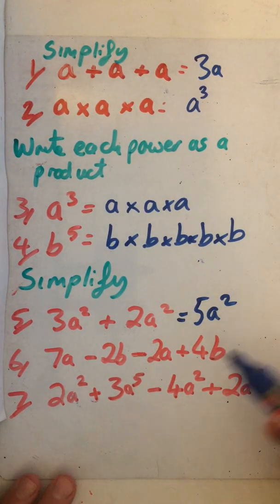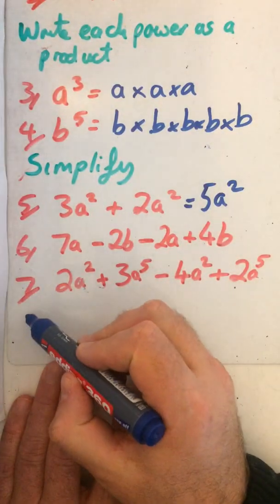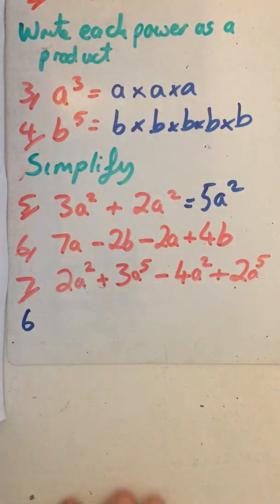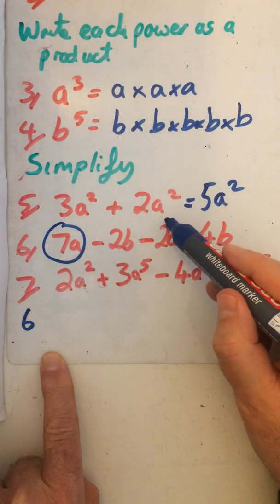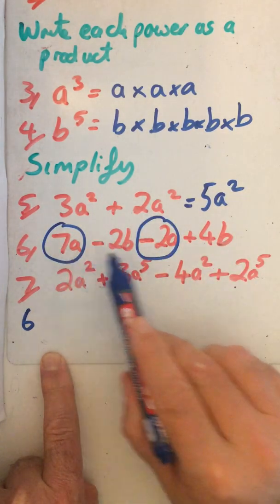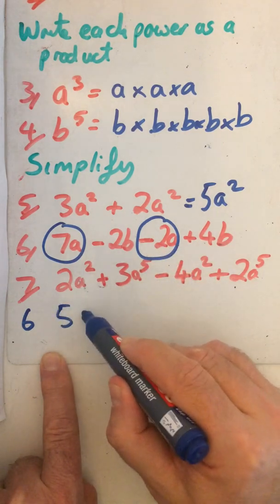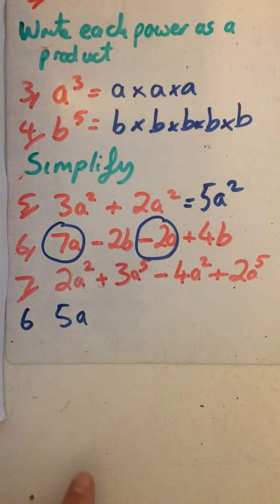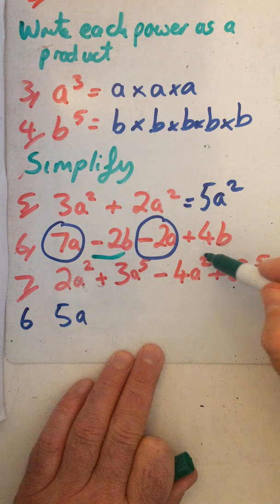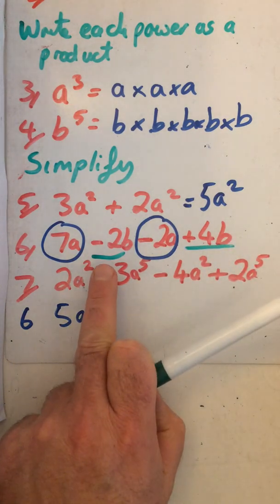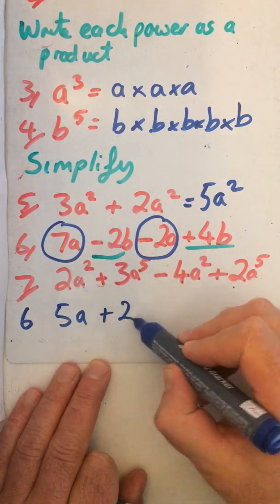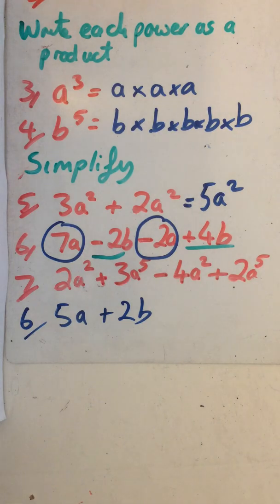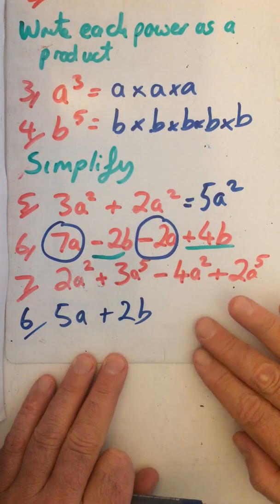Okay, let's have a look at number 6 underneath here. So we've got 7A is a like term and minus 2A. So 7A minus 2A gives me 5A. And then I've got minus 2B plus 4B. So I've got minus 2B, I'm adding 4B to this. So minus 2 plus 4 is a positive 2B. So that's question 6 there. If we can mark that, please.